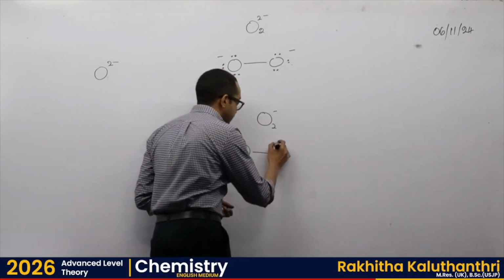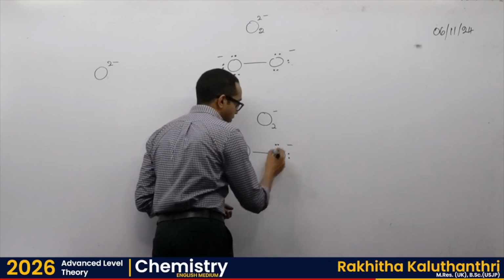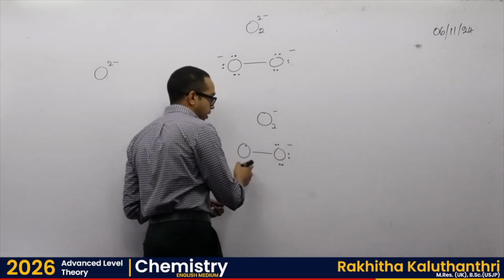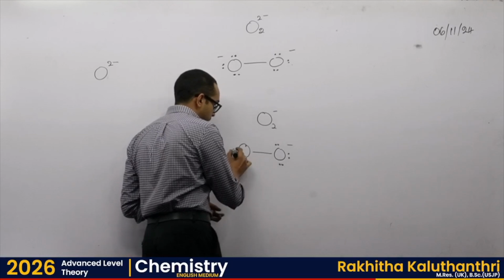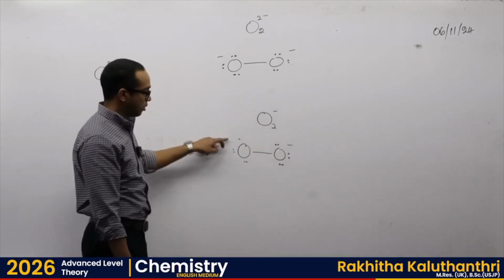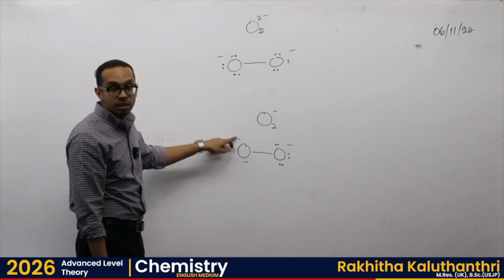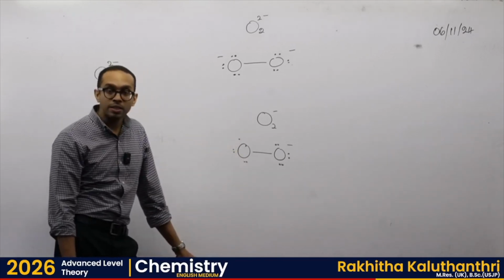So we have this situation. There is one oxygen with a negative charge. The other oxygen has only 6 electrons around it. So 1 here, 2, 3, 4, 5, 6. So this oxygen has an unpaired electron here. So this is a superoxide ion, O2 1-.